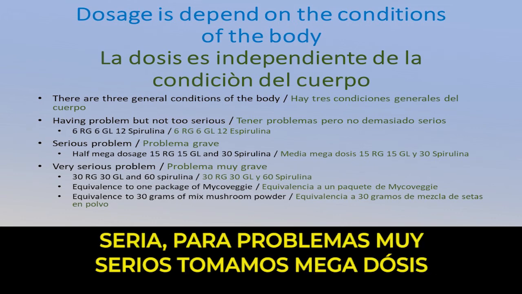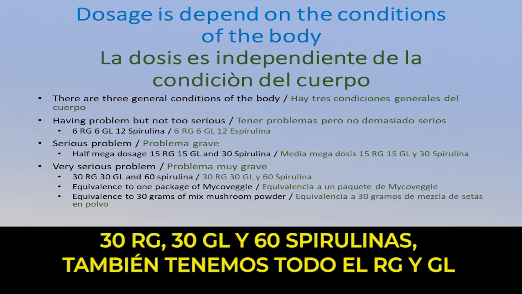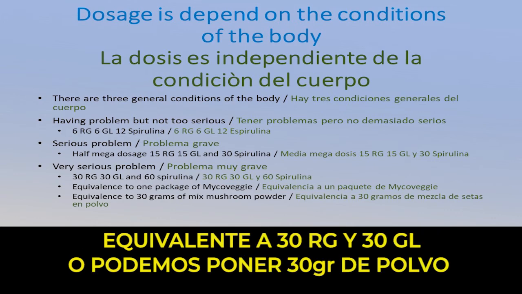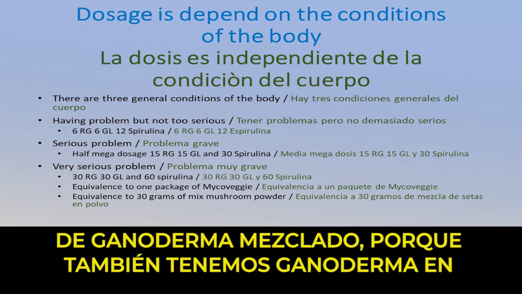Thirdly is the very serious problem. For a very serious problem, you close your eyes and go for the mega dosage: 30 Rg, 30 Gl, and 60 spirulina. Then we also put all the Rg and Gl into a package of micro-VG. One package of micro-VG is equivalent to 30 Gl and 30 Rg. Or we can use 30 grams of mixed mushroom powder.